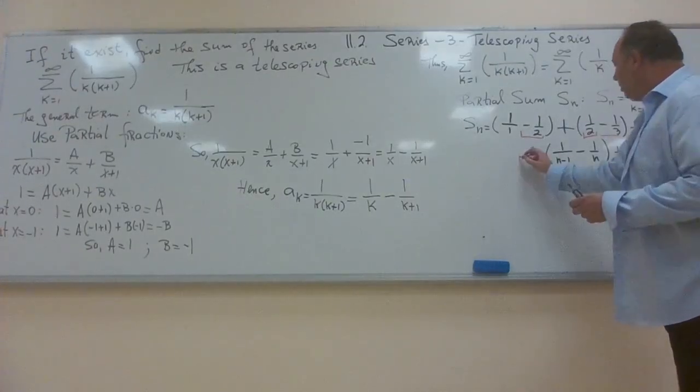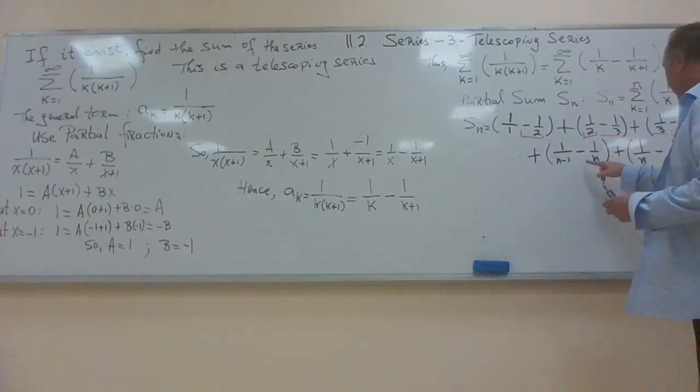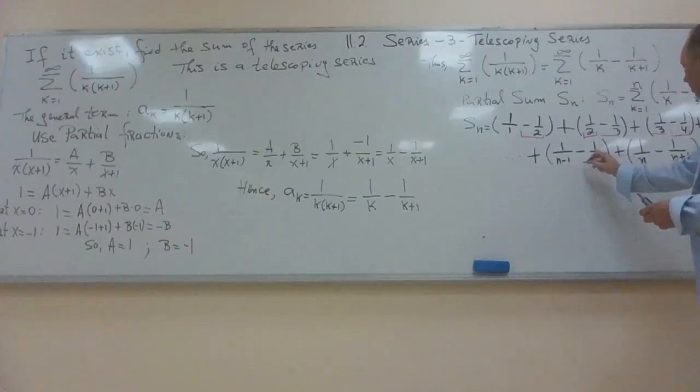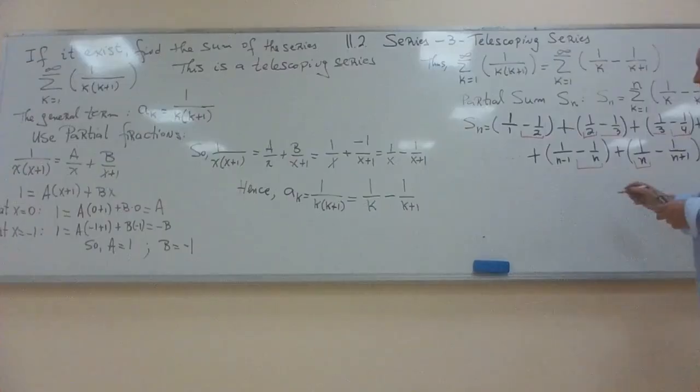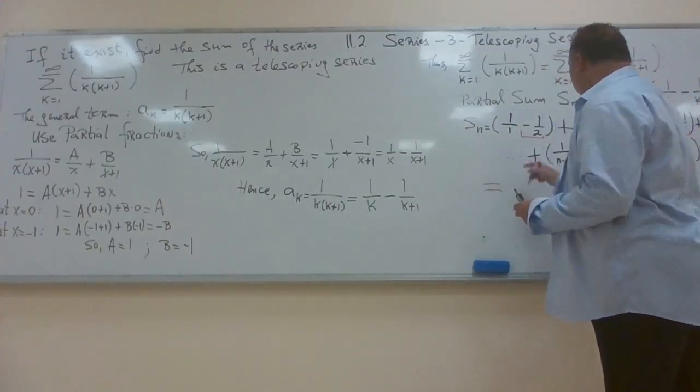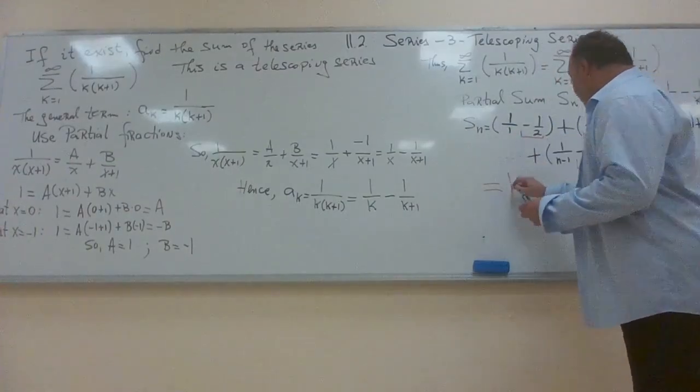This guy will cancel with the one before. And then negative 1 over n cancels with 1 over n. So that's why it's called telescoping, because all these pieces actually disappear. So this is equal to, the survivor here is 1 over 1.